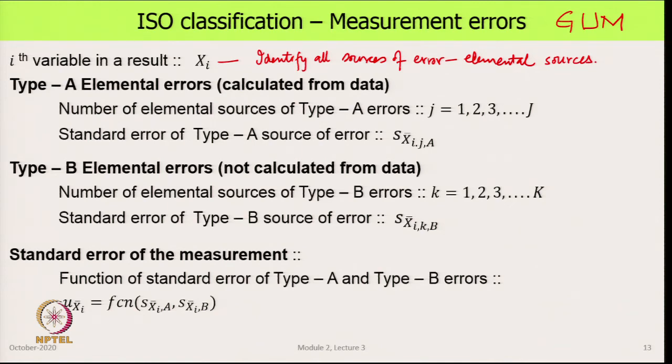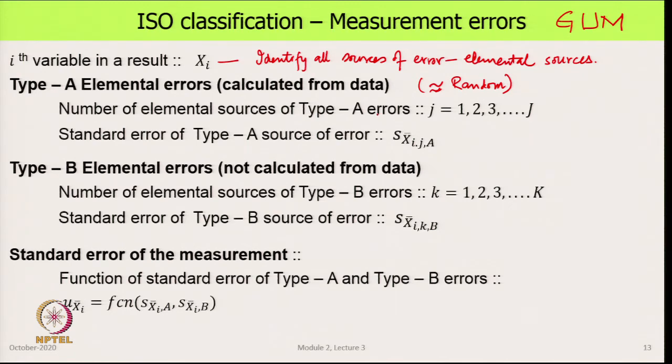And then we do a thing which is slightly different. We classify them as type A elemental errors or type B elemental errors. Type A are the ones that we will calculate from data. Typically, these are likely to be the random errors, with few exceptions. So, what we called in PTC ASME classification as random, here we call it type A.